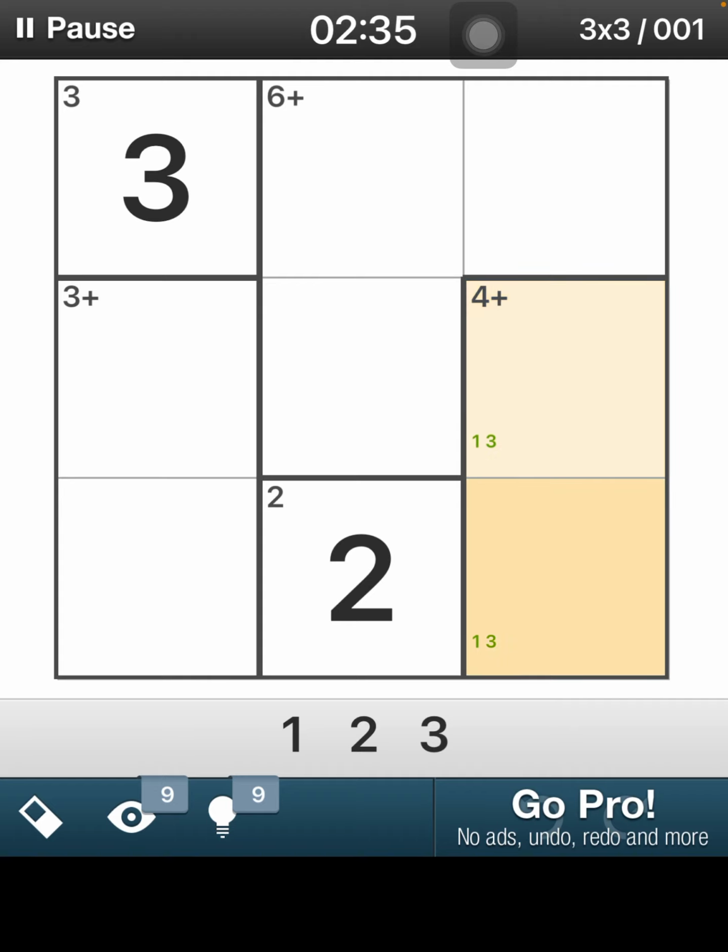Let's move on to this square. Which 2 numbers of the 3 that I have can add to 3? 1 and 2.